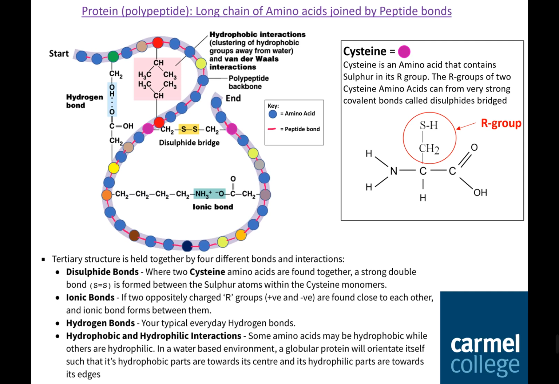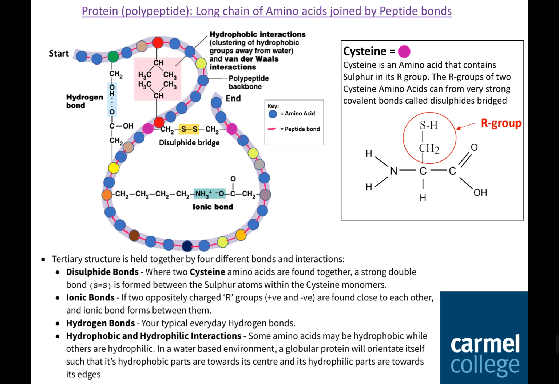Let's look in more detail at the bonds that hold the tertiary structure of the protein in place. If we look at this diagram, we can see that there are small circles. These small circles vary in colour, and these are the amino acids. The reason they vary in colour is because there are different amino acids in this polypeptide or protein chain. Peptide bonds form between each of the amino acids, creating this long polypeptide chain with a start and an end.